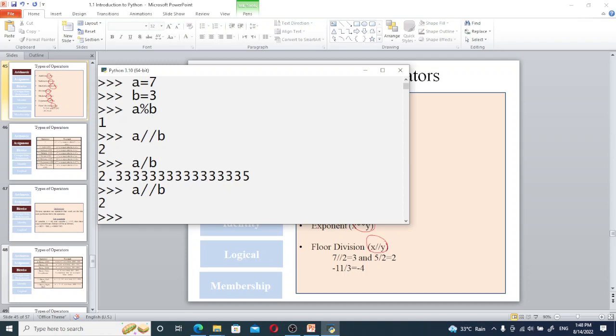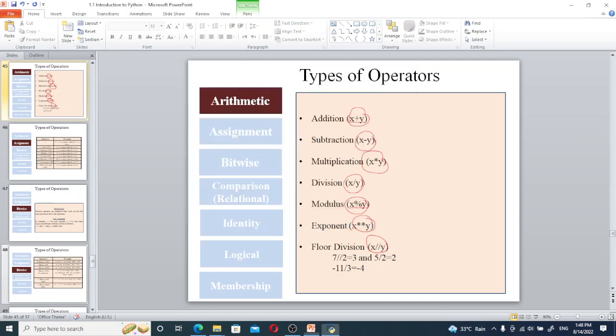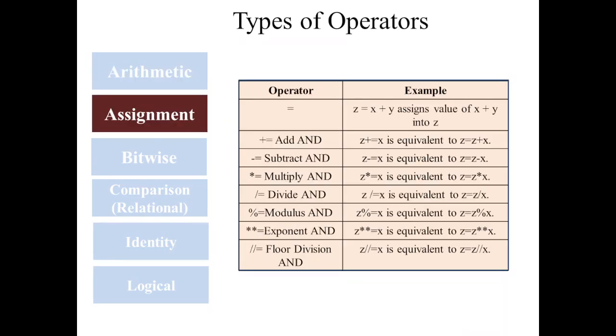These are all called arithmetic operators, and hopefully it is clear to you. The second type of operators are called assignment operators, which are used to assign values. If you have a variable on the left side and another variable or value on the right side, it will simply assign the value from the right side to the left side. This operator is called the assignment operator.